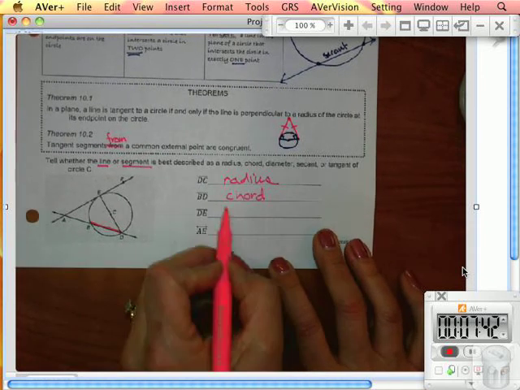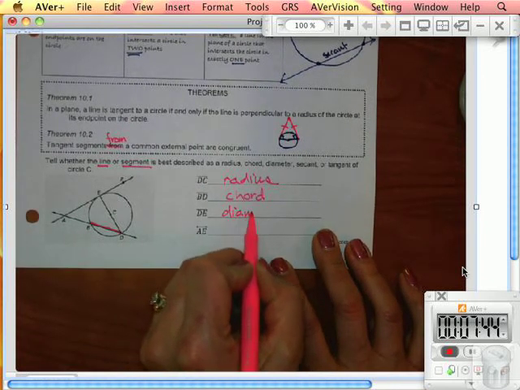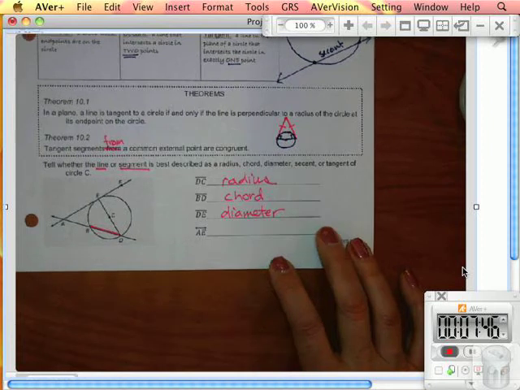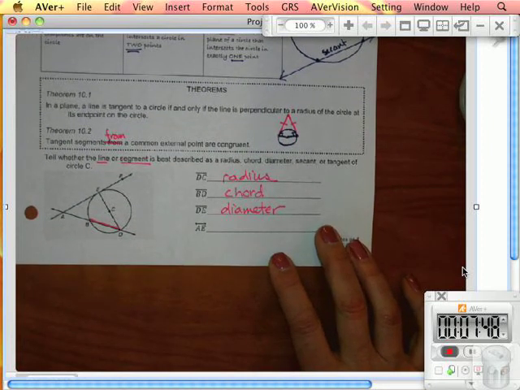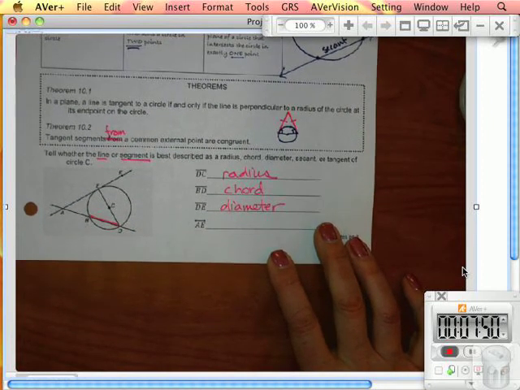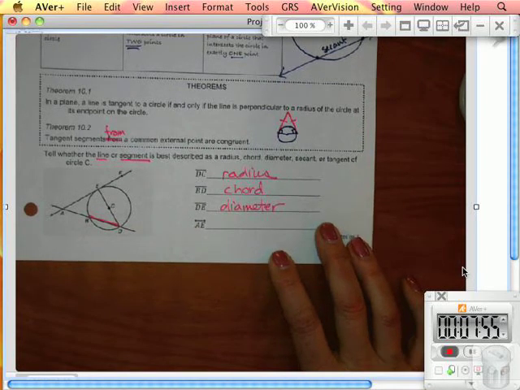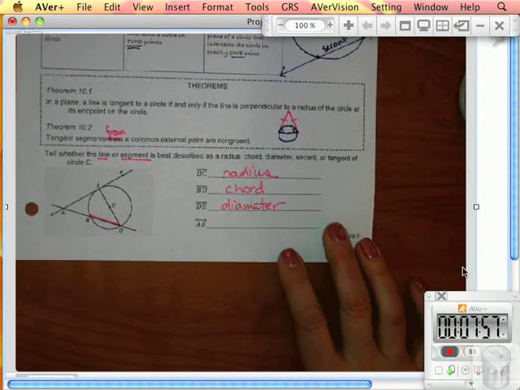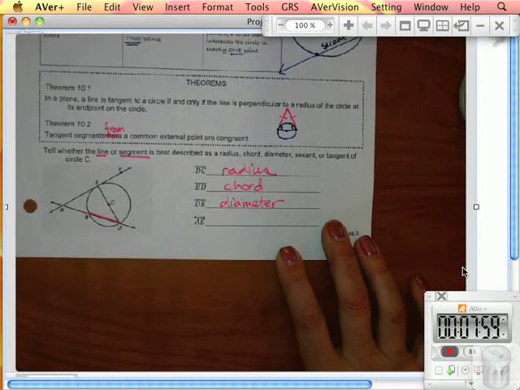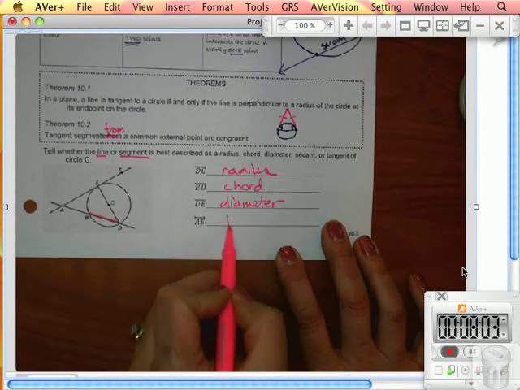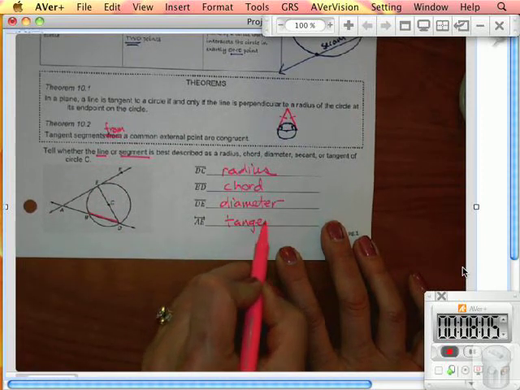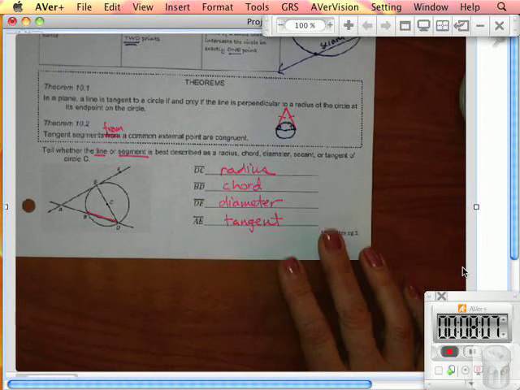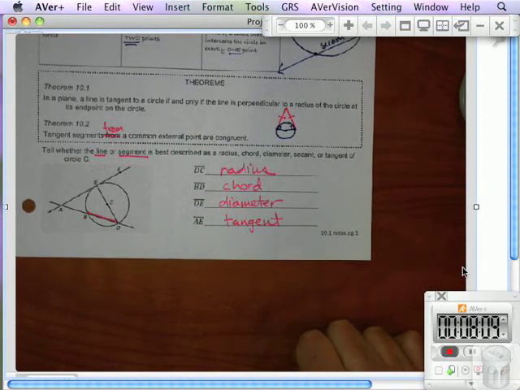Diameter. Segment DE is the diameter. It's twice the radius. It is a chord also, but we can more specifically say it's the diameter. All right, line AE would be considered a what? A tangent, because we're talking about the whole line here. Yep. Cool? All right, turn it over.